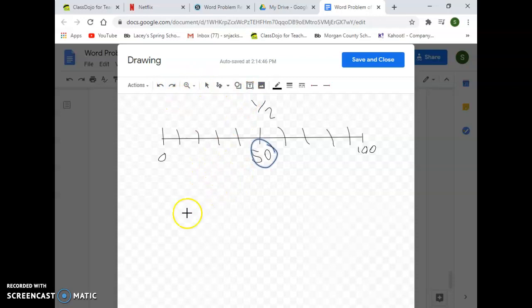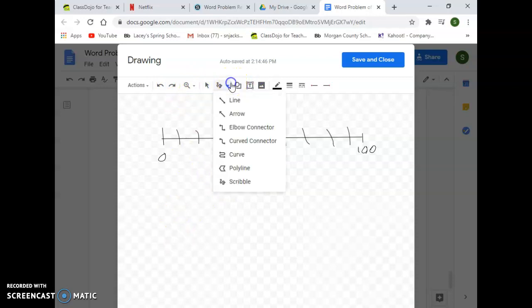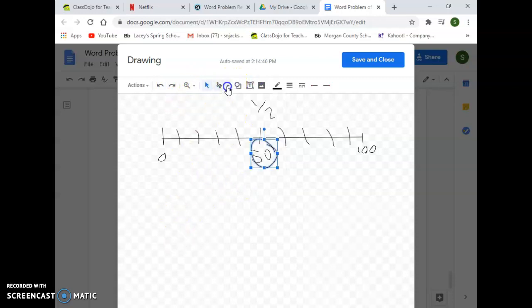On the next one, I can come down and I can do the same thing, and I can draw a number line from 0 to 100. Now it helps me because I already know that my half mark is 50. I know it's hard to write with this, but just do the best you can so that I can read it.